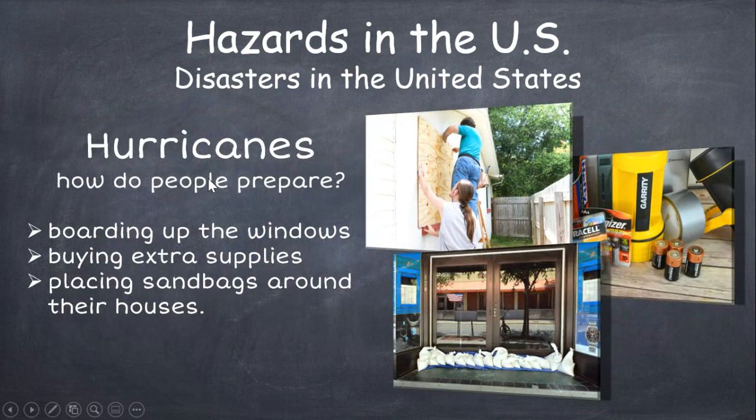So what do you do when a hurricane comes? Well, when a hurricane comes, you got to prepare, right? So they board up windows, they buy extra supplies, they place sandbags around their house, right? So we need to think about why they might place sandbags around their house. Is to prevent water coming in, right? That's exactly what the reason is. The sand will prevent water from coming in. Not a whole lot of water, or it won't stop all water, but it's going to stop some of the water from coming in.